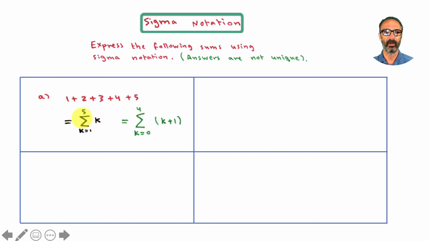I'll start with the first one: 1 plus 2 plus 3 plus 4 plus 5. I could say it's a sum of k's, where k changes from 1 to 5. Yes, when k equals 1, I get 1, plus when k equals 2, I get 2, and so on. If you want to start from 0, back a little bit, you should end up at 4. You get the idea, right? 1, 2, 3, 4, 5, that's 5 numbers. 0, 1, 2, 3, 4, that's still 5 numbers. So if you step back a little bit here, you need to increase this one to balance it back.